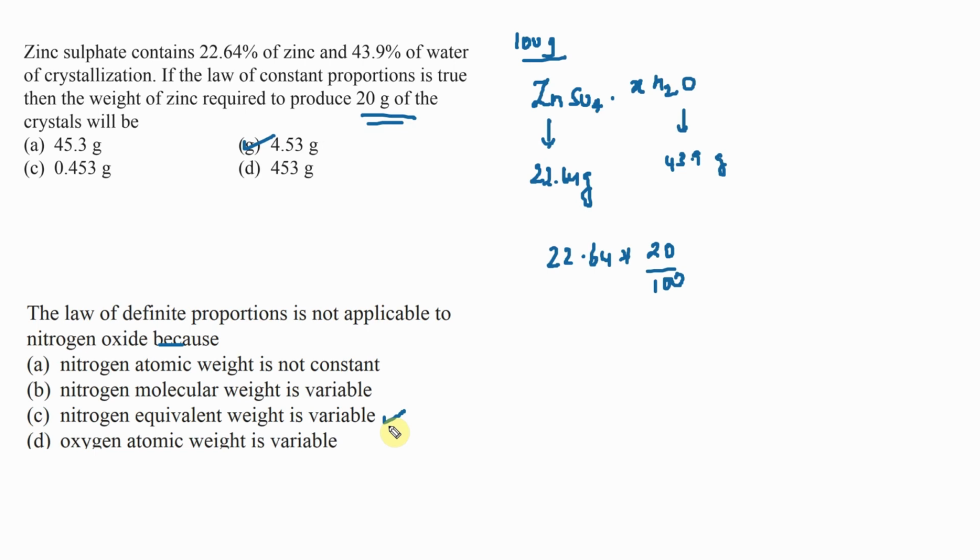Right away we know different valency means equivalent weight is molecular weight by n factor. N factor in our case is valency. If the valency changes, equivalent weight changes. Hence, that is the answer.